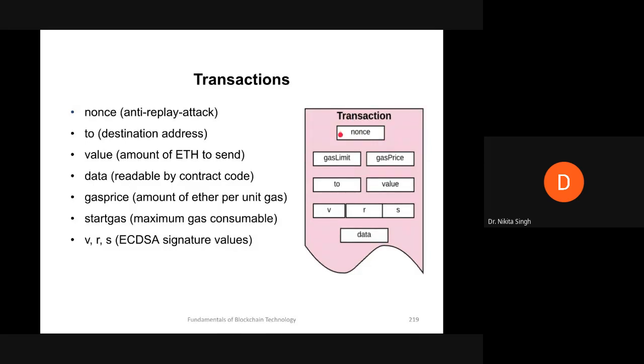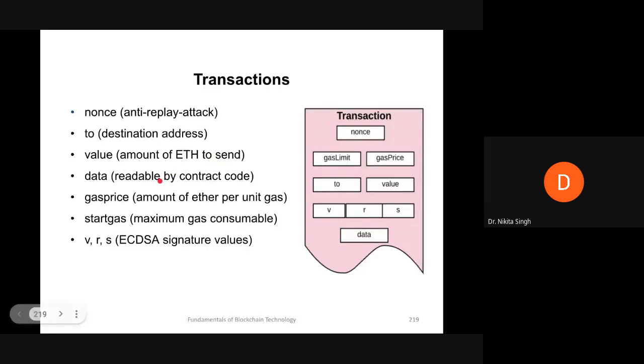We've already seen that the nonce value is used for ordering of transactions as well as to prevent double spending, an anti-replay measure, that is, using a single transaction twice. Then it will have the destination address, which is the Ethereum public address of the user to whom you are sending the transaction. Then it will have the value, that is the amount of ether that you want to send.